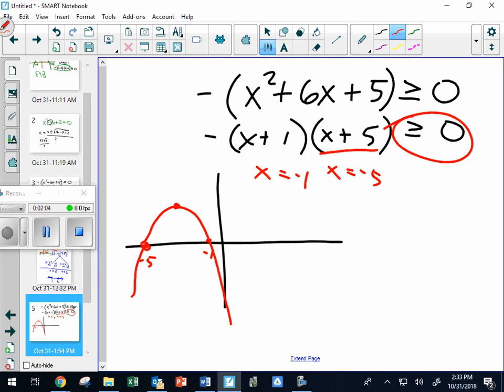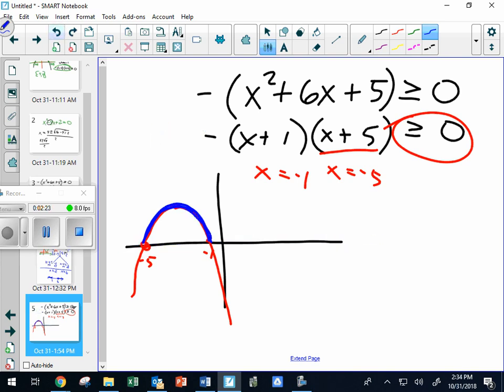Where is this parabola above 0? Well, it's above 0 in that whole zone. This is where 0 is, y equals 0. Remember, this whole thing's called f of x, right? So all of it together is f of x. This is where the 0 line is. And when is it above that line? Oh, in this little zone right here.